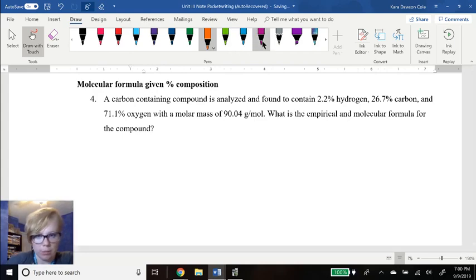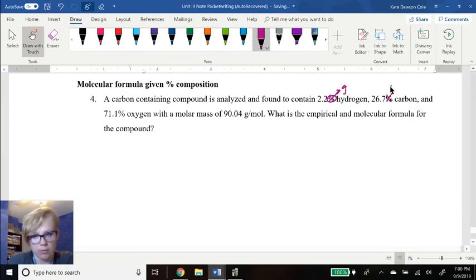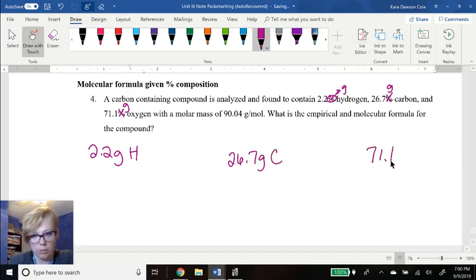So my first step here is to take all of these percentages and turn them into grams. All I'm doing is changing my percentages to grams. So these all go to grams. And then, again, write down my masses. I've got 2.2 grams of hydrogen, 26.7 grams of carbon, and 71.1 grams oxygen.